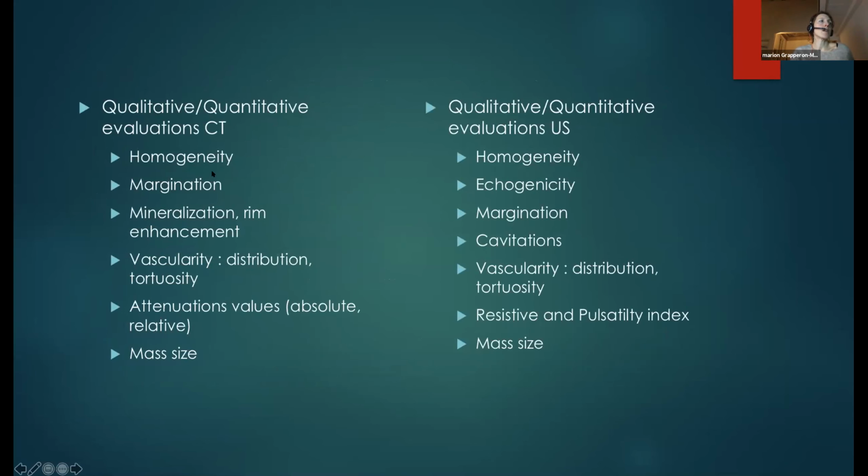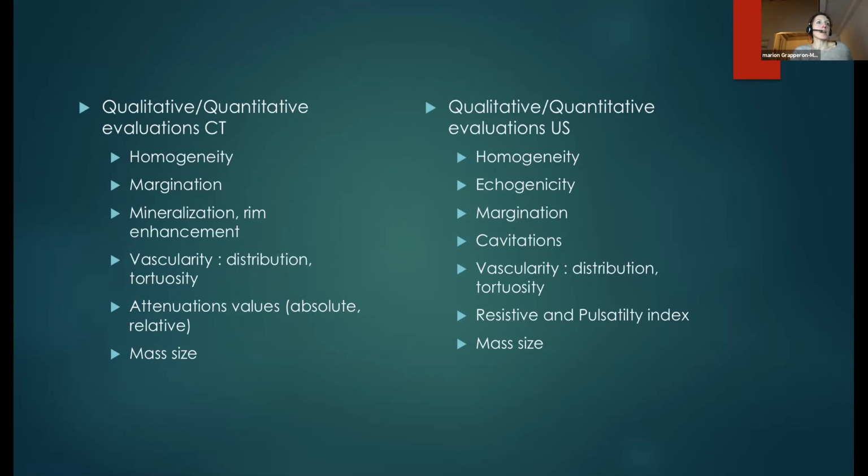Just going through the qualitative and quantitative evaluation in CT, they looked at the homogeneity, margination, whether there was mineralization and enhancement, the vascularization, the distribution, whether there was tortuosity, and of course the attenuation values. Attenuation values were a big thing in this paper, as you will see, and also the size of the mass. In ultrasound, the same: homogeneity, echogenicity, margination. There was some cavitation, vascularity is the same, and they also measured the resistive and pulsatility index and the size of the mass.